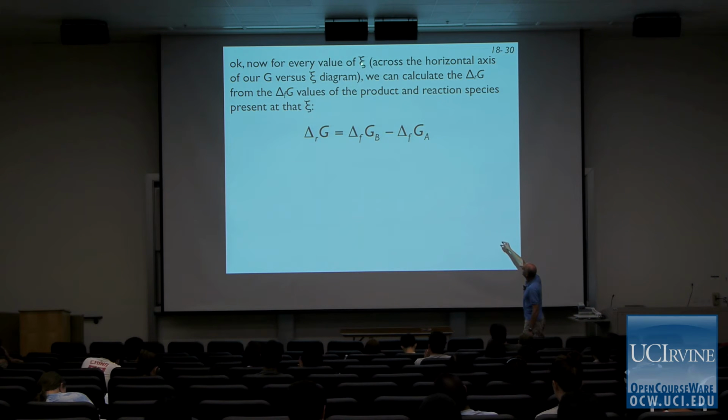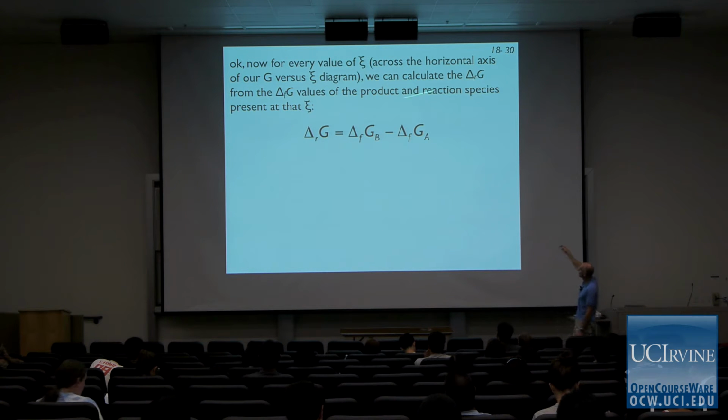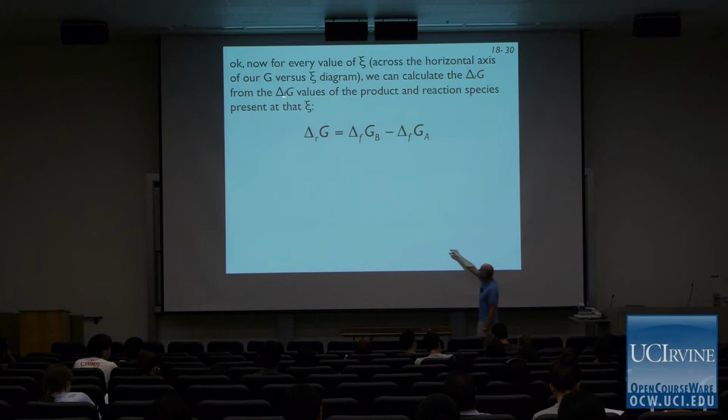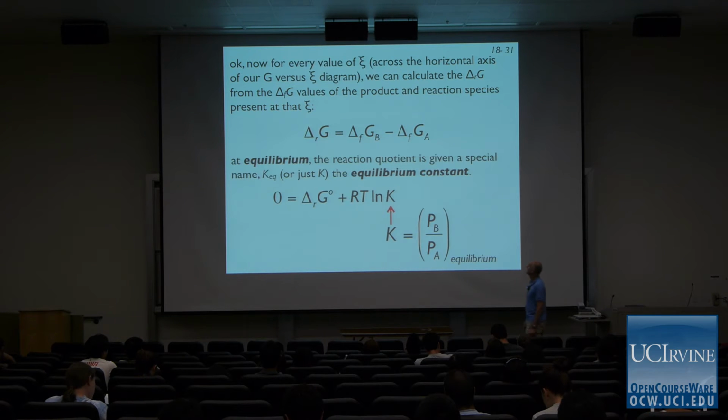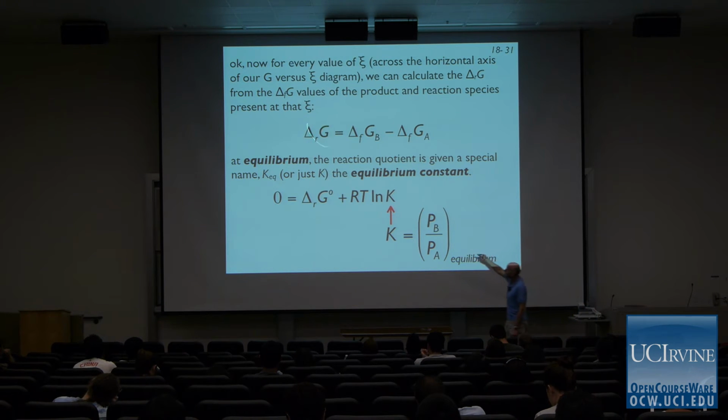Okay, so now for every value of the extent of reaction across the horizontal axis of our G versus extent of reaction diagram, we can calculate the reaction Gibbs energy from the Gibbs energy of formation. There's an F there for the product and reaction species. So we can look up these Gibbs energies of formation for the reactants and the products. That allows us to calculate what the reaction Gibbs energy is. At equilibrium, the reaction quotient is given by a special name. So in other words, at equilibrium, where this guy is 0, we have this. We're going to call the reaction quotient K instead of Q.